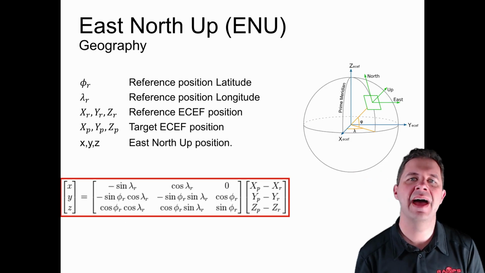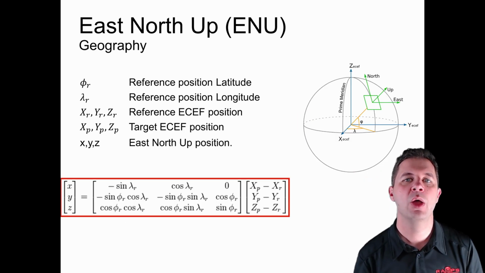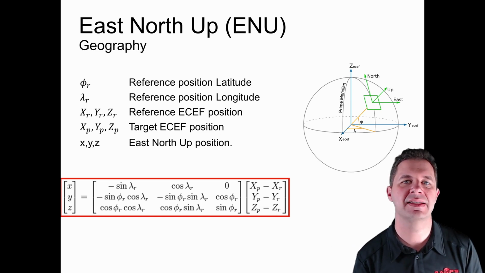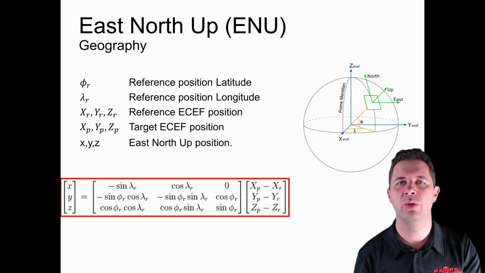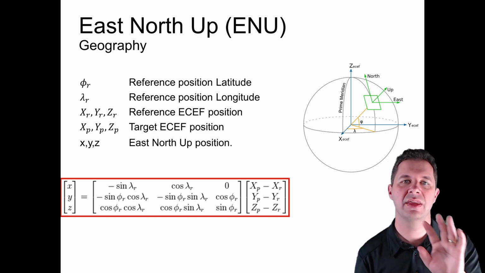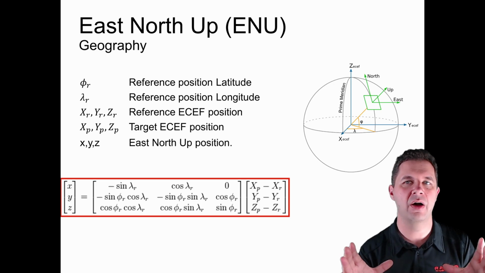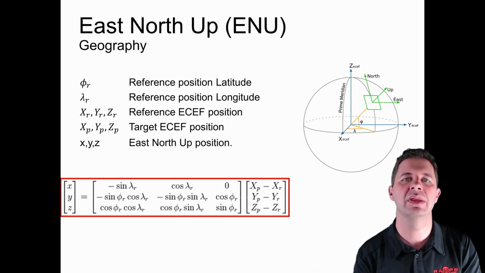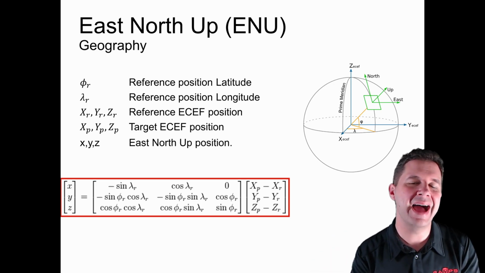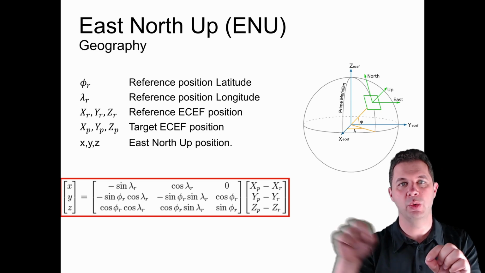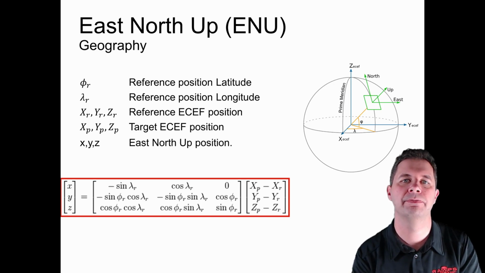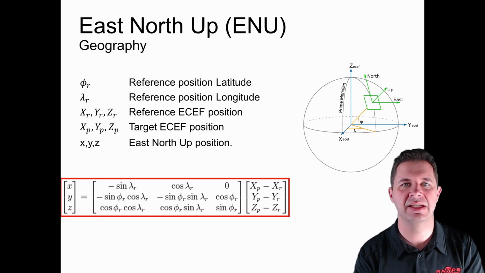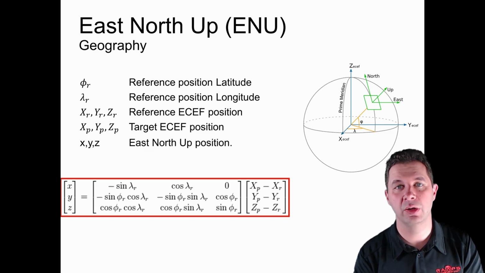Now, how do we compute this out? Here's how we compute this out. We've got this matrix down here, which allows us to specify our points in terms of X, Y, and Z. We'll have our reference ECEF position, which is the position at the center of our ENU plane that we're dealing with. And then we'll have a target ECEF position, which is the position that we want to specify with respect to that center point that we were dealing with before. Our X, Y, and Z is our east, north, up units. And our sigma and lambda specify our latitude and longitude respectively.